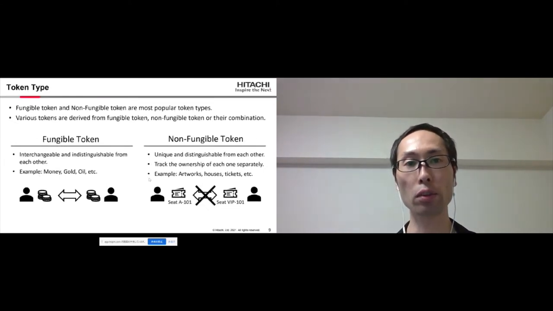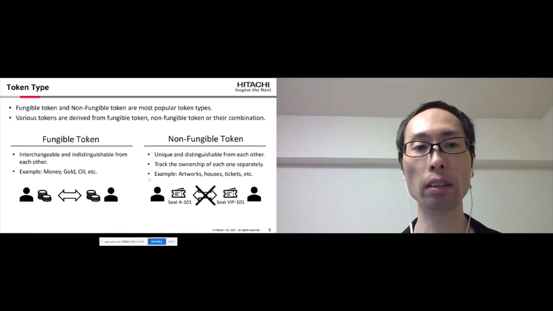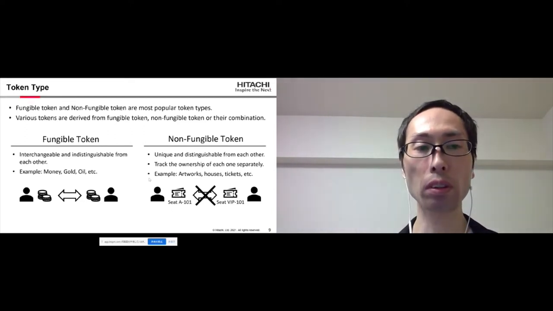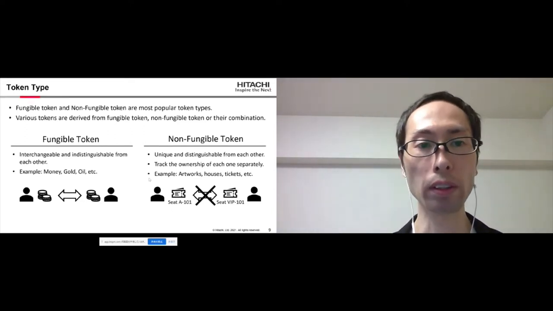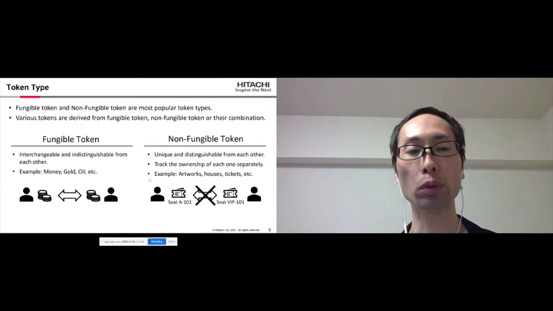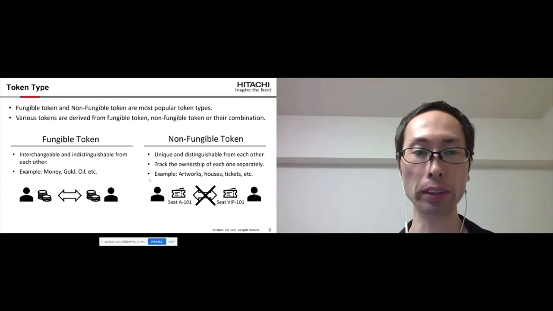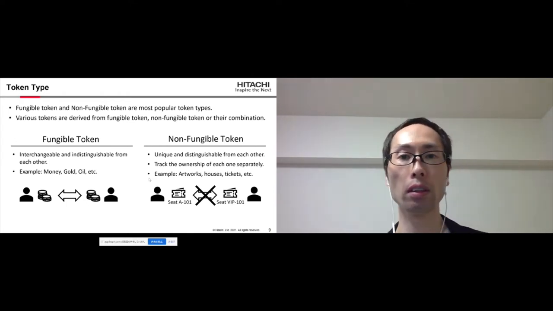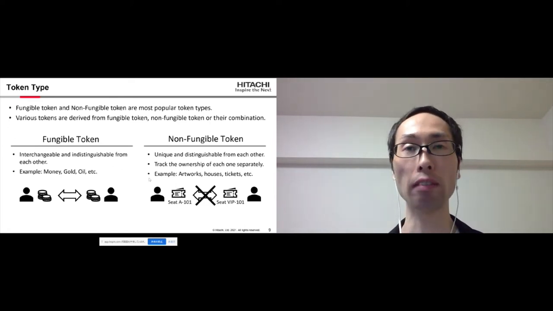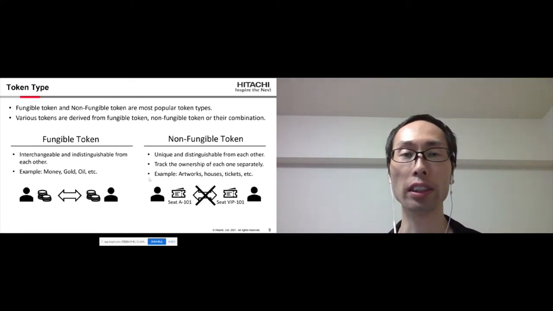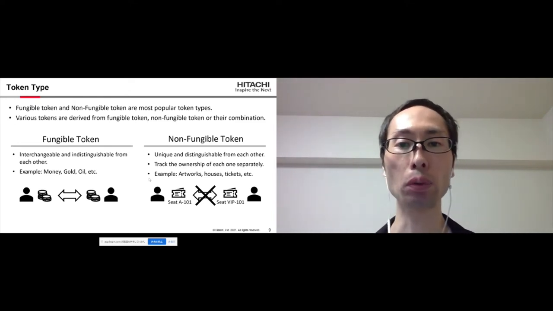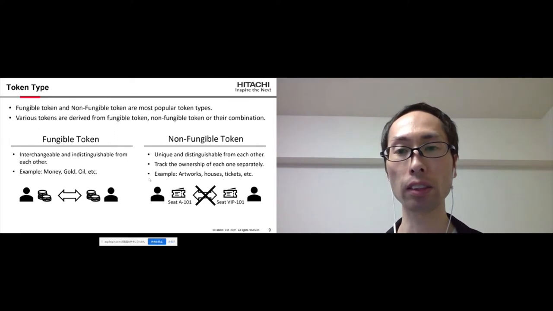So there are two famous token types, fungible token and non-fungible token. Fungible token is interchangeable and indistinguishable from each other. Examples include money, gold, oil, etc. Non-fungible token is unique and distinguishable from each other. We can track the ownership of each one separately. Examples include addresses, houses, tickets, etc.